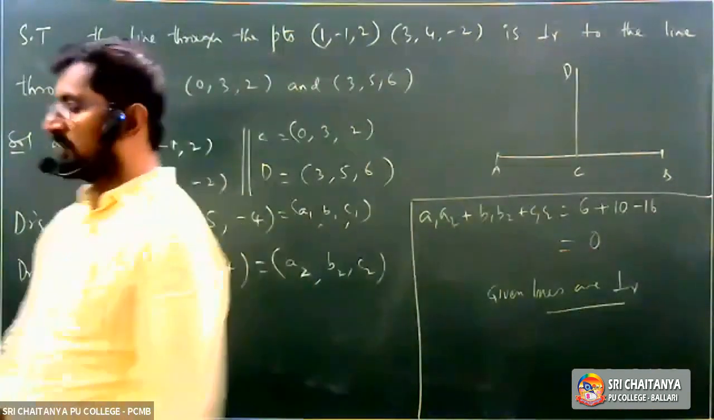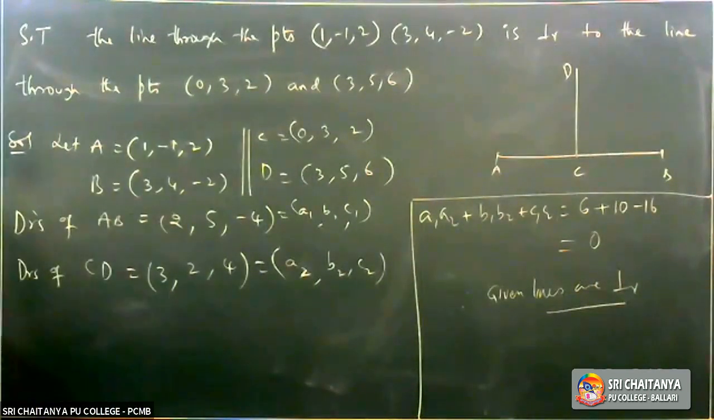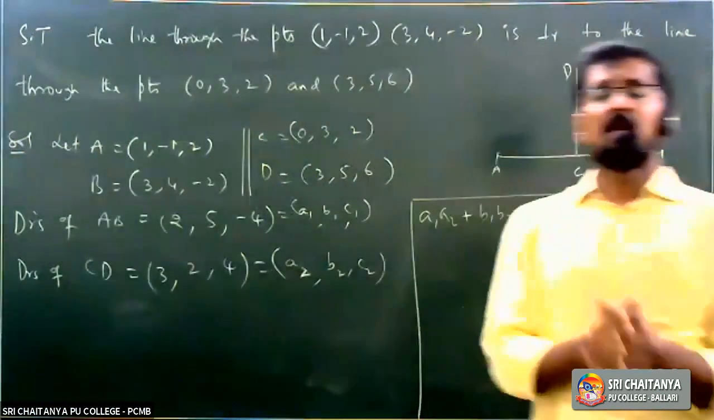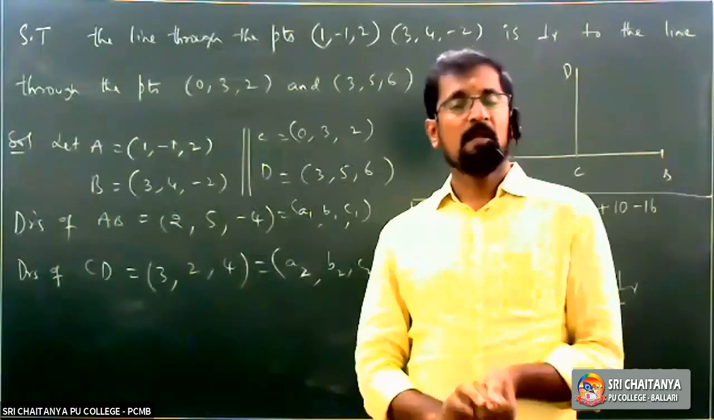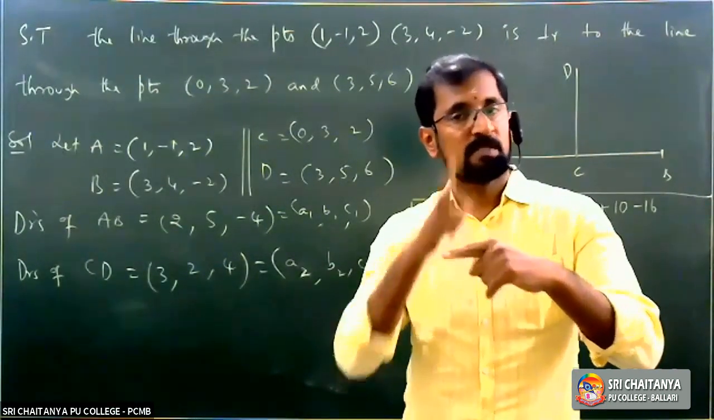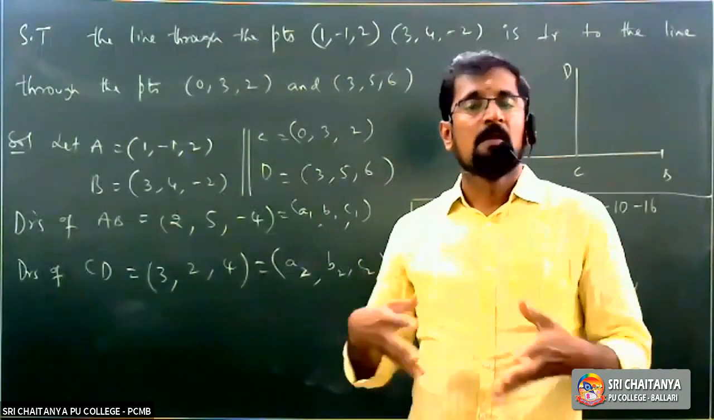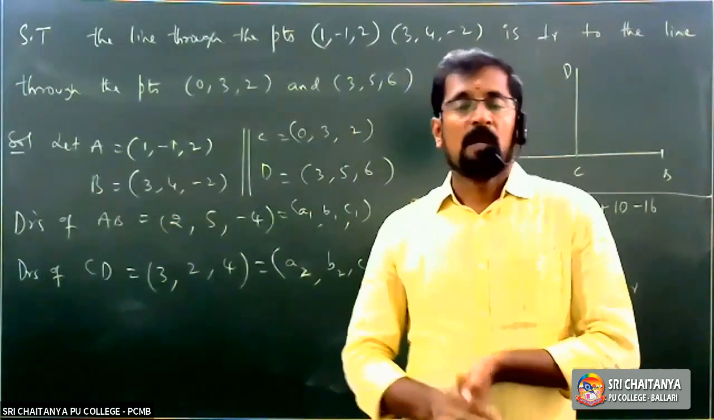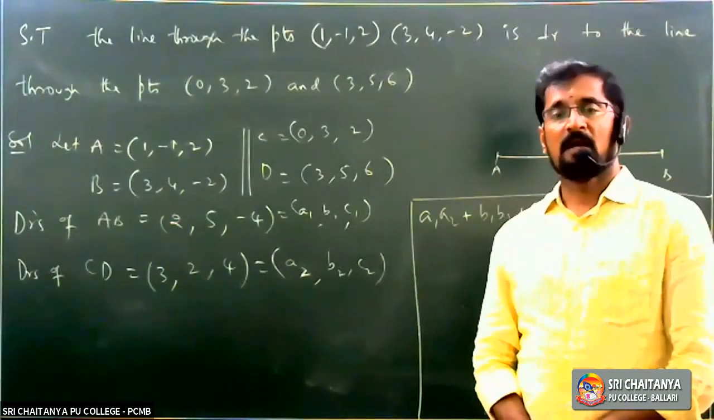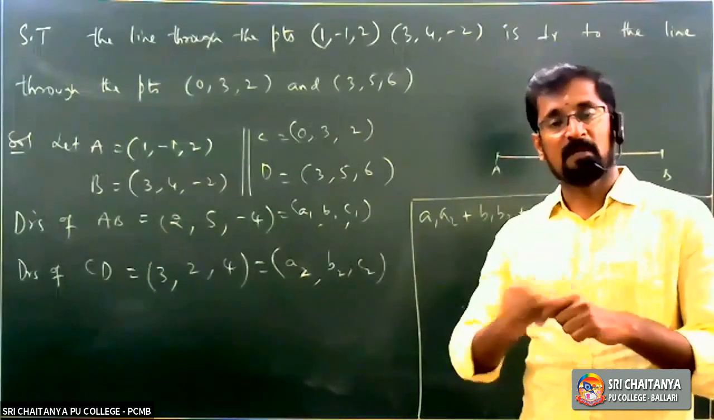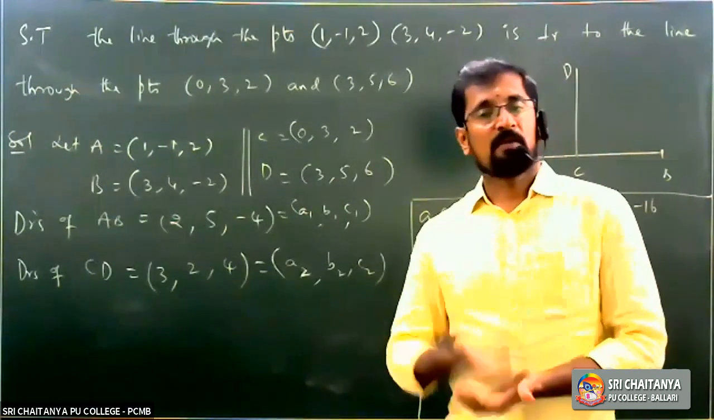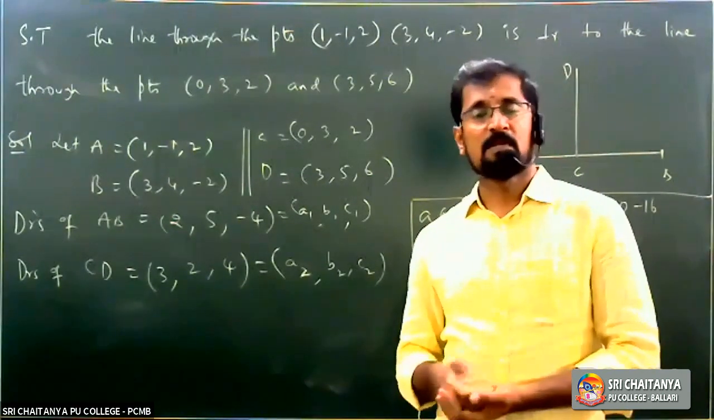I am going to repeat this problem while you are copying. First of all, he has given you 2 points and asked you to show that the line passing through those 2 points is perpendicular to the line passing through another 2 points. So I consider the given 2 points as A and B, and I found the direction ratios of that line AB by using the formula x2 minus x1, y2 minus y1, z2 minus z1.